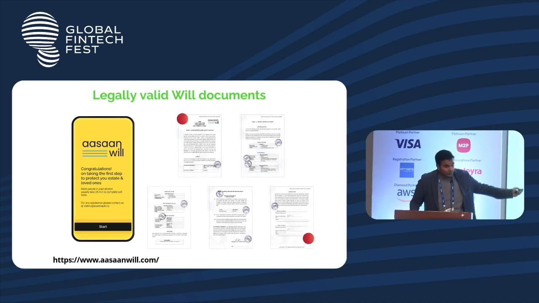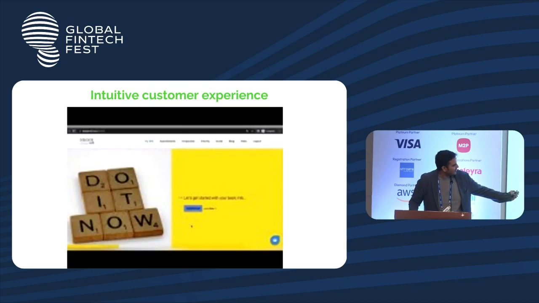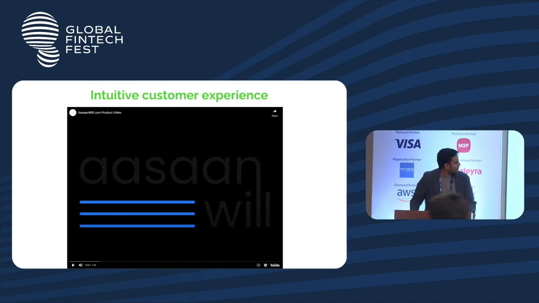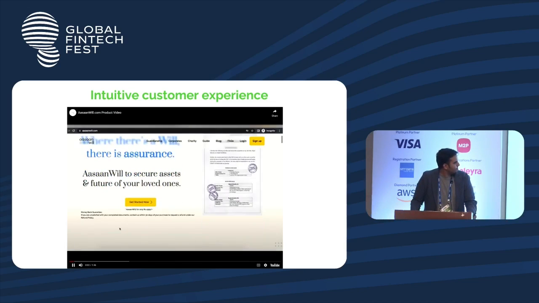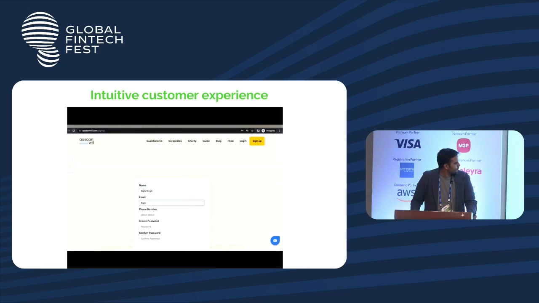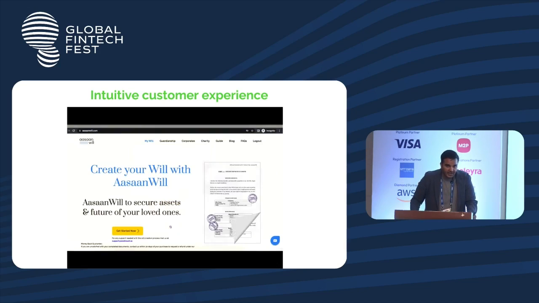Simple product. This is what a will actually looks like. I don't know how many of you have seen a will. I thought I'll show it to you. This is the Asan will template, and it's ridiculously simple. If somebody can just click on that and play. Cool, that works. So it takes 30 seconds for sign up.